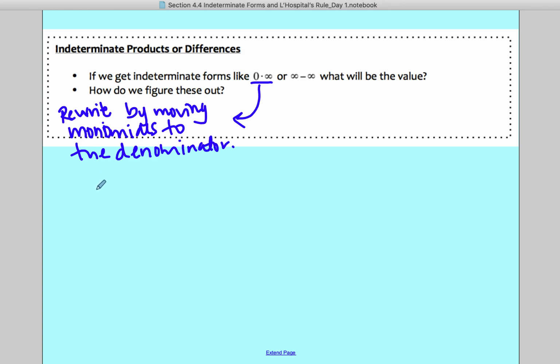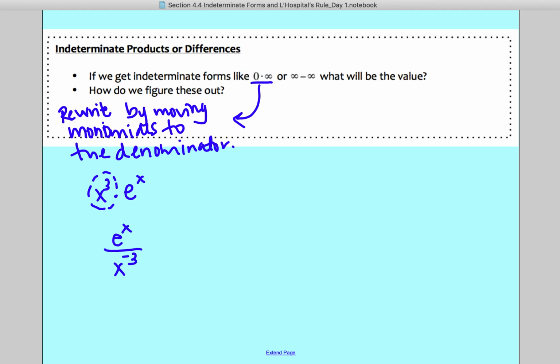So for instance, if I have x to the third times e to the x, you could take this and rewrite it, and I would have e to the x all over x to the, if I move something from the numerator to the denominator, I change my sign to a negative. So it's kind of typically how we handle this type of situation.